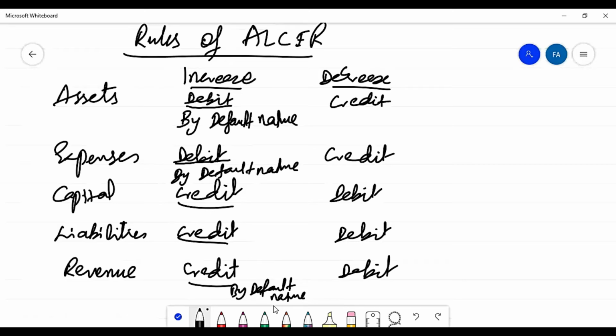Sir, what if they are not coming on that side? Let's suppose bank is an asset. Its balance b/d should come on the debit side by default nature. But its balance b/d is coming on the credit side. So it's a bank overdraft. So I'll not have a problem with that. But still it's better if the debit balance comes on the side where it is expected. So we'll solve the question and then we'll decide whether we understand or not.